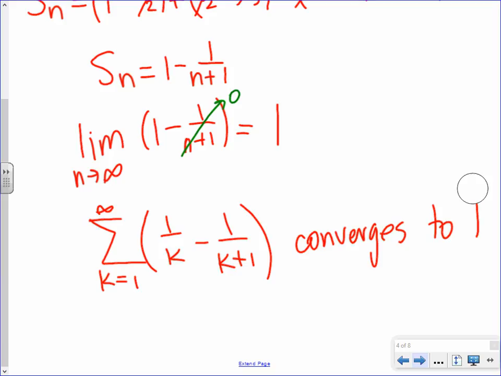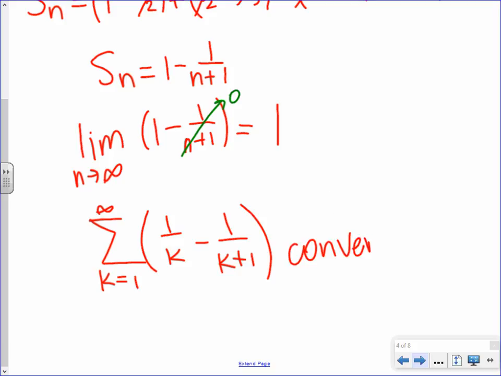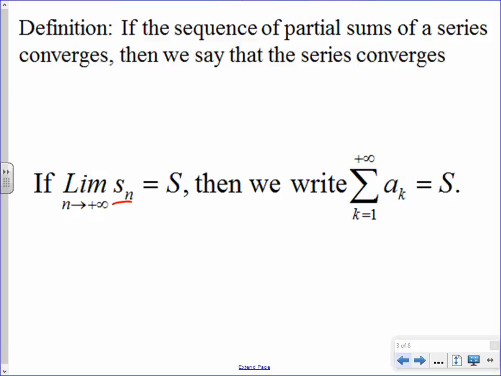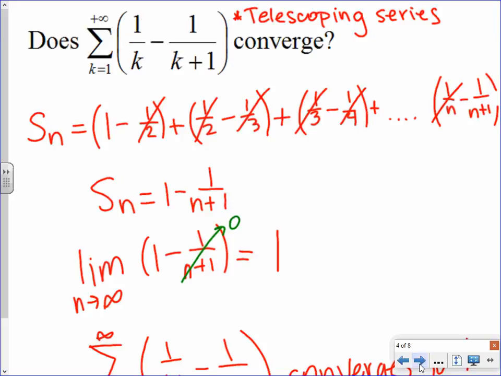Okay, so you can even write it like this. You can say it converges to 1. We know that it equals 1 is essentially what that means. Okay, but we're going to write it converges to 1. Now, this method of finding the nth partial sum and taking the limit, that's not going to work out for us very often.